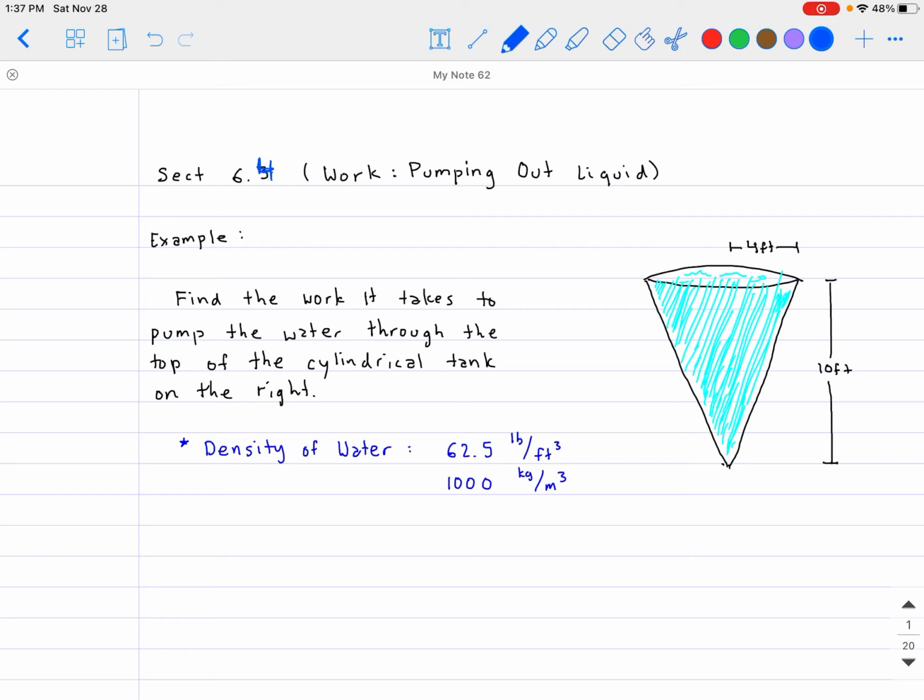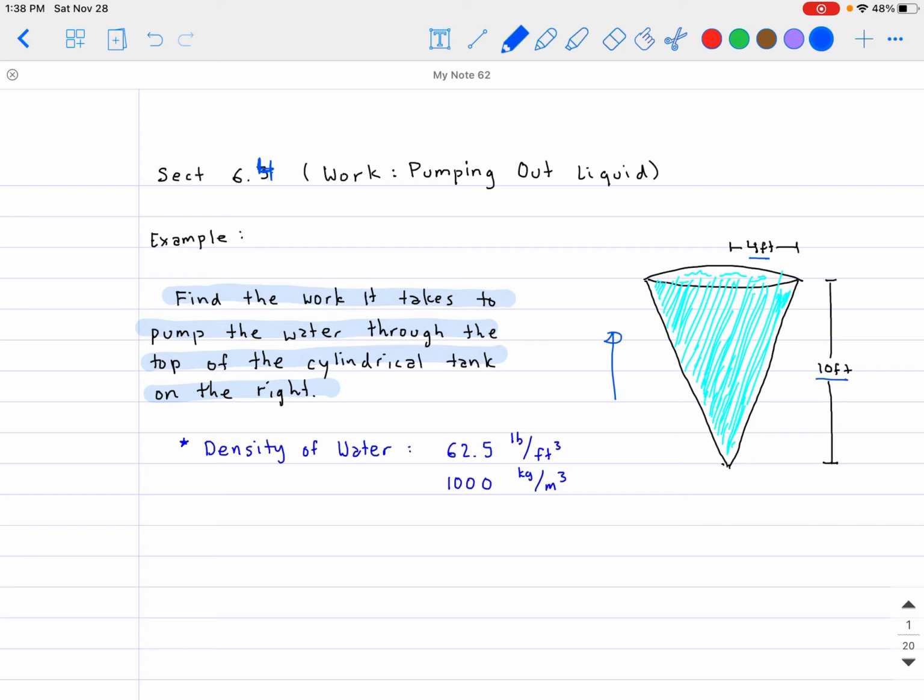So here, the problem is going to be the following then, okay? I want to find out what is the work that it's going to take to pump all the water through the top of the cylindrical tank on the right-hand side. So you can see the illustration over here. We have a cylindrical tank where the radius is going to be 4 feet, and the height is going to be 10 feet. And what I would like to do is take all the water and just pump it upward like this.